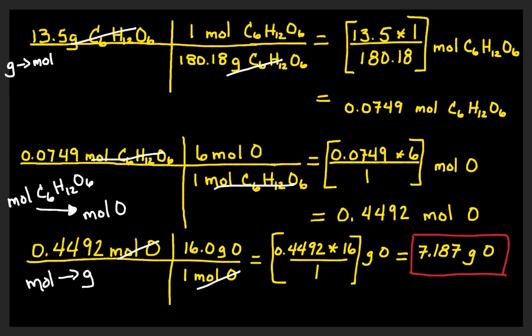So my answer: for every 13.5 grams of glucose, there's going to be 7.187 grams of oxygen. I had to go through 3 different steps in order to get this answer. Your book does it all in one line, but what I've done here is broken them down into the various steps so you can get an idea of what they're doing in each step.